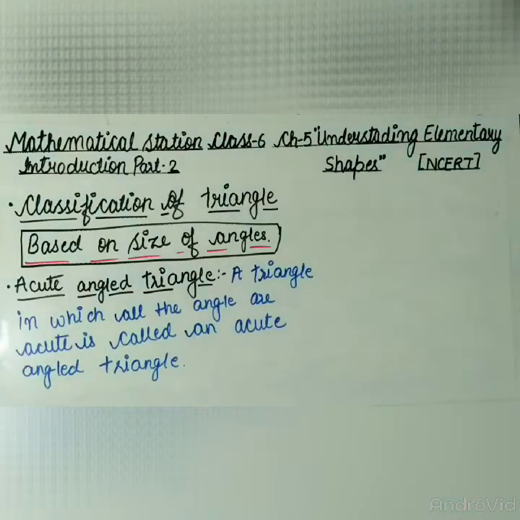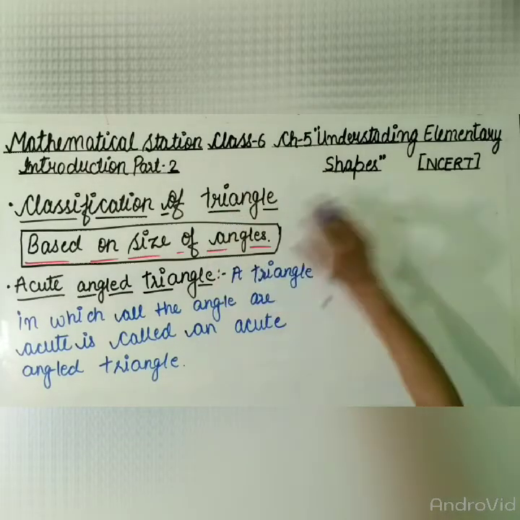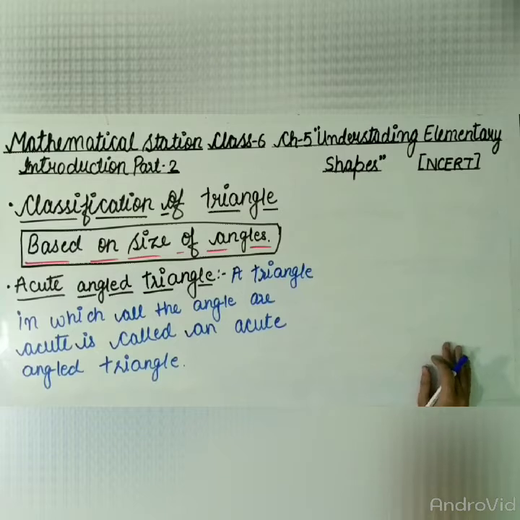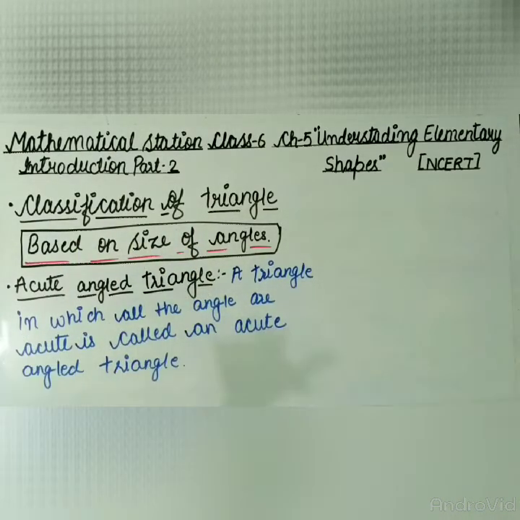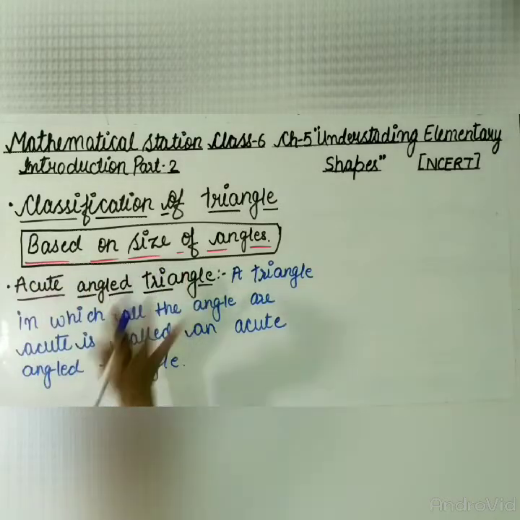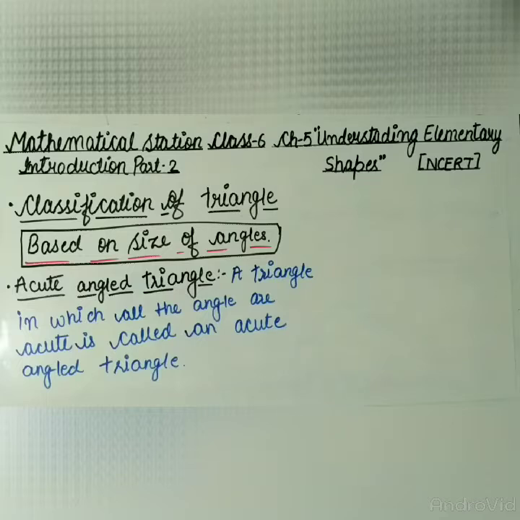Dear students, before starting our exercise 5.6, it is necessary to understand the two criteria of naming the triangles. Here I am going to explain you the classification of triangle. It is also in your textbook. Our first criteria is based on size of angles. Other criteria is based on length of the sides. Okay.